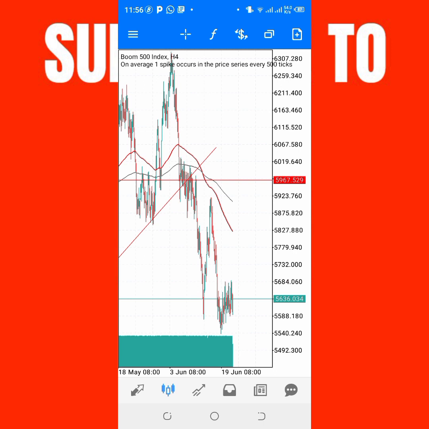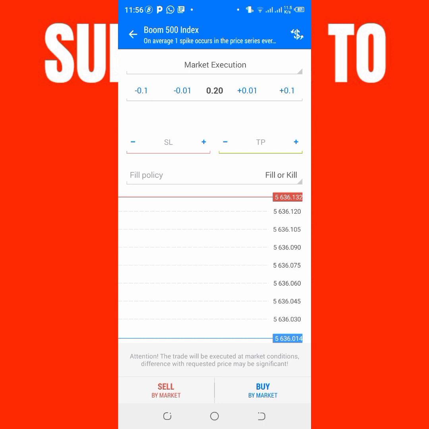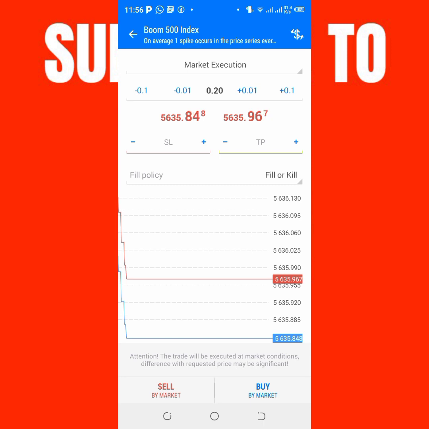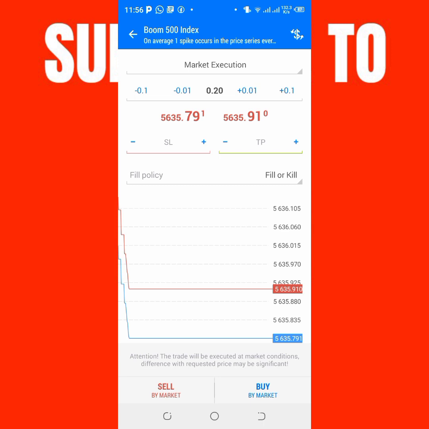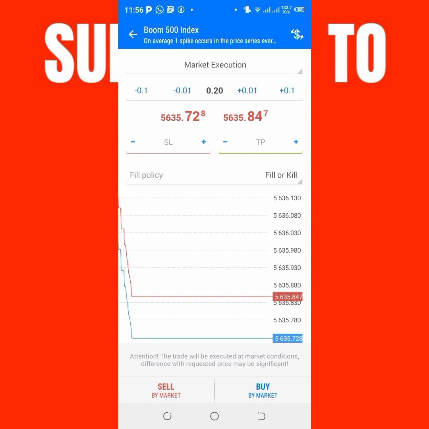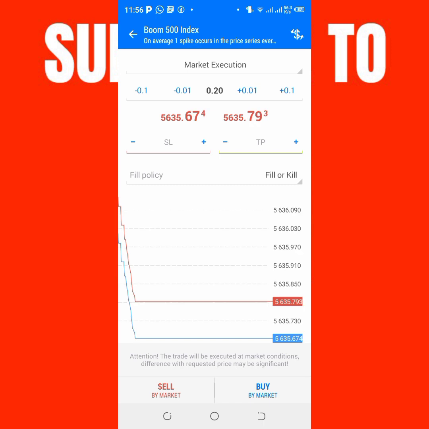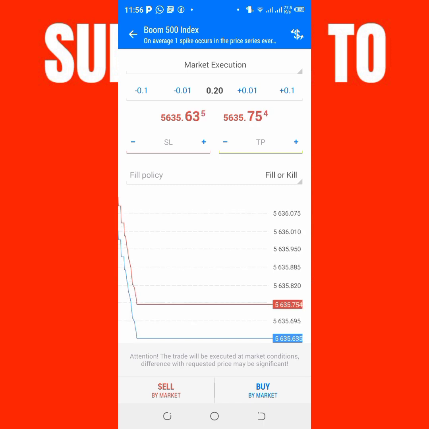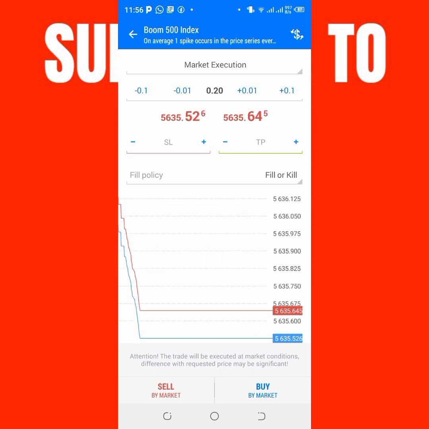To reduce a lot size, you must notice that you have to place a trade. For instance, this is where to place a trade. You know the minimum lot size for the Boom or Crash index is 0.20. So in order to reduce this lot size, you have to place a trade and not use the minimum lot size, not use the current lot size. So if you are willing to reduce the lot size, you have to add what you are willing to reduce.